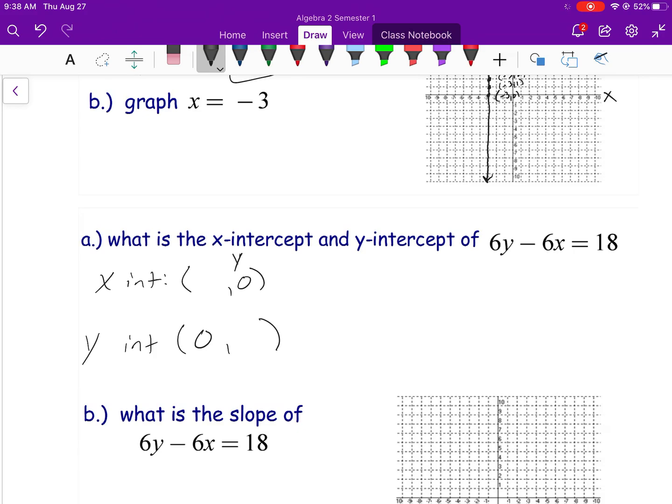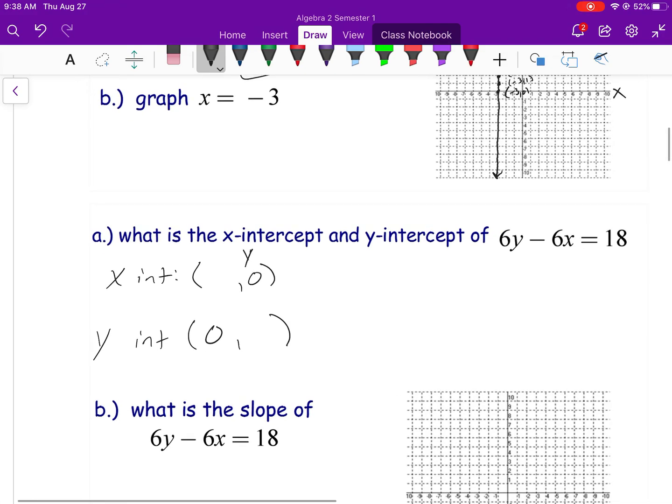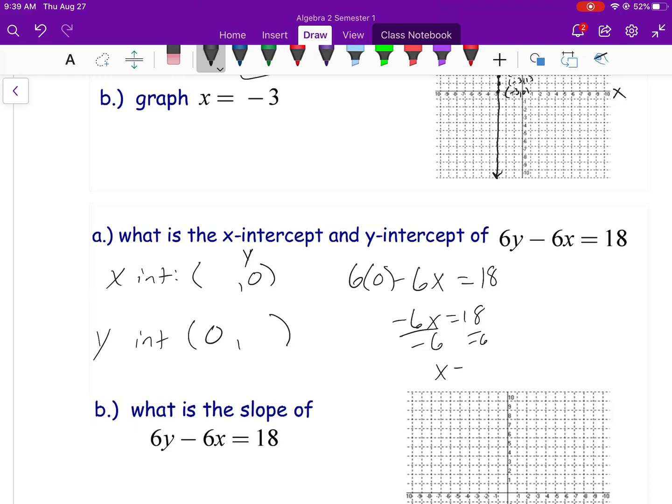So for the x-intercept, we know y is 0. So 6 times 0 minus 6x equals 18. We don't know x yet, so we still represent it with x. Then we get negative 6x is equal to 18. Divide both sides by negative 6, and we get x is equal to negative 3. So our x-intercept in this case is negative 3, 0.